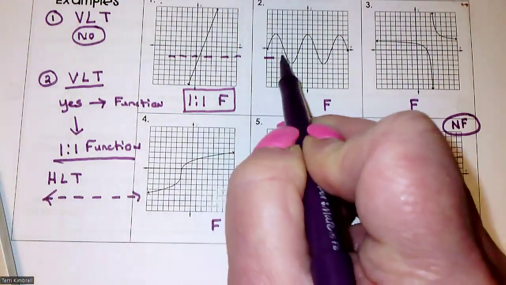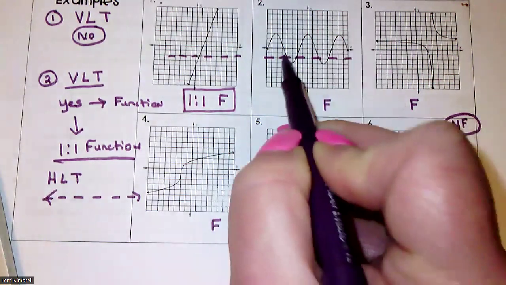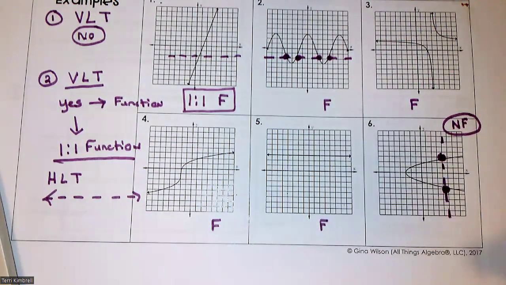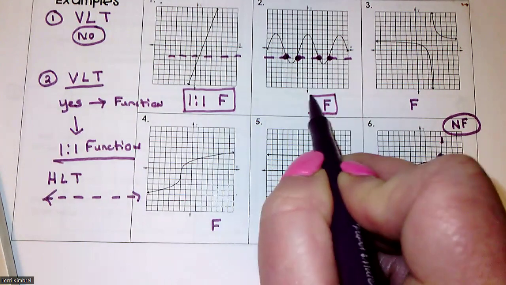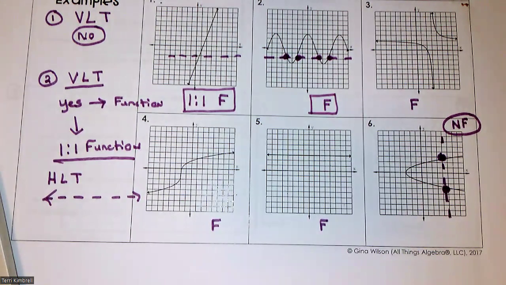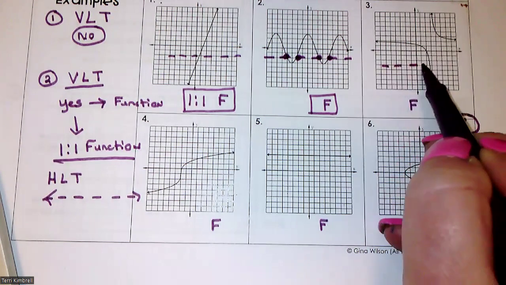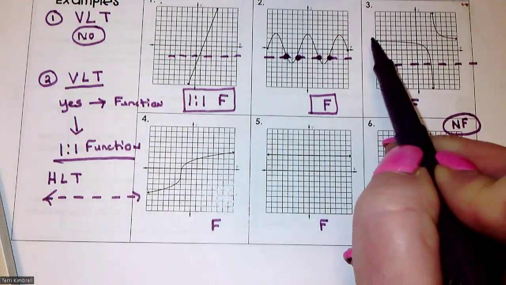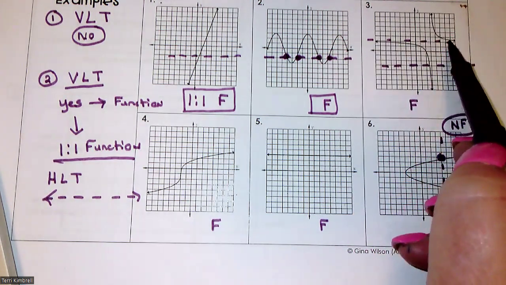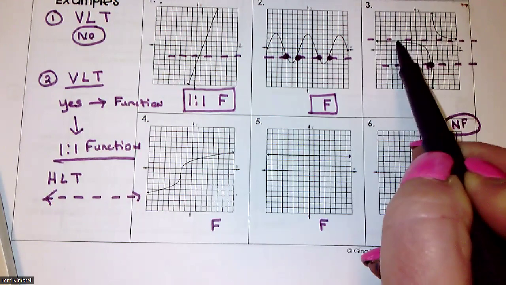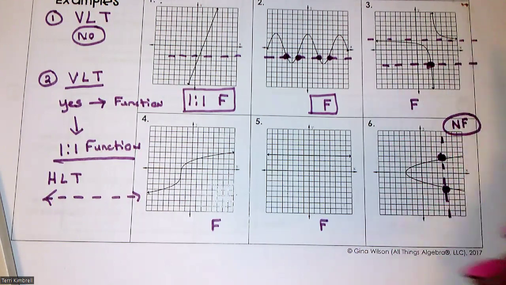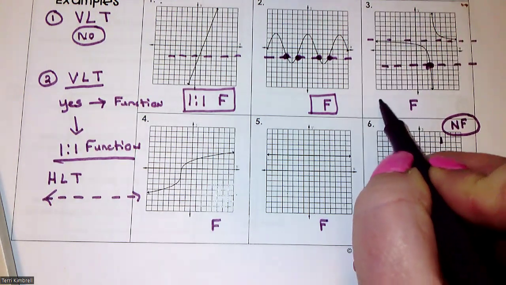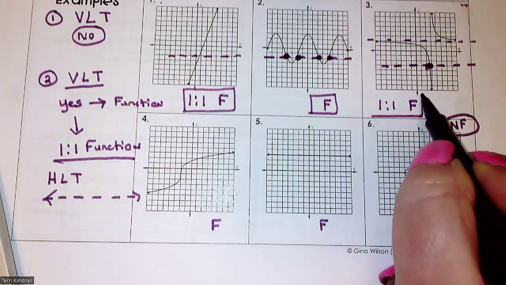If I did the horizontal line test on this wave curve, you can see that it is touching more than one point at the same time. It is a function, but it is not 1 to 1. If I do the horizontal line test on the rational function, you can see that it is only going to touch one point at the same time. That's just getting closer and closer, so they're not going to reach the same point with the asymptote. So this one would be a 1 to 1 function.